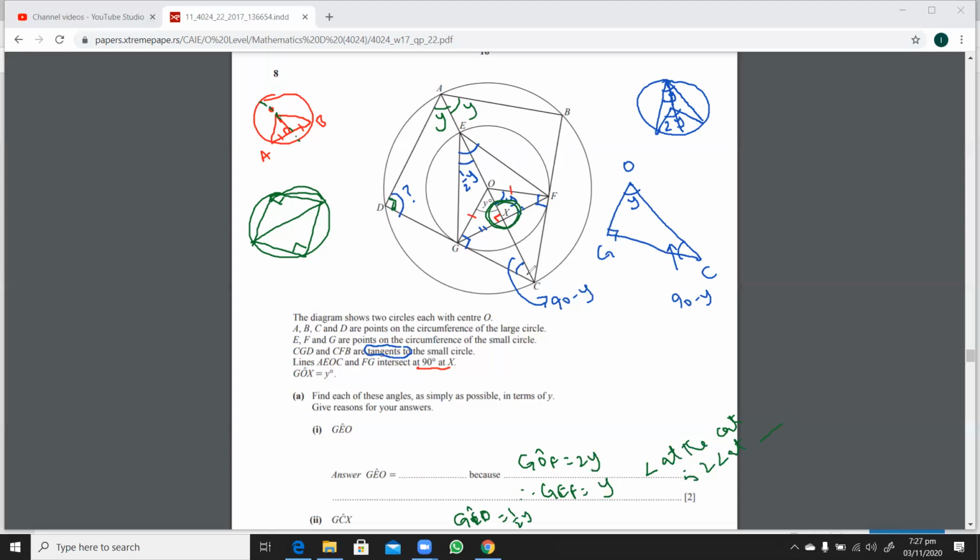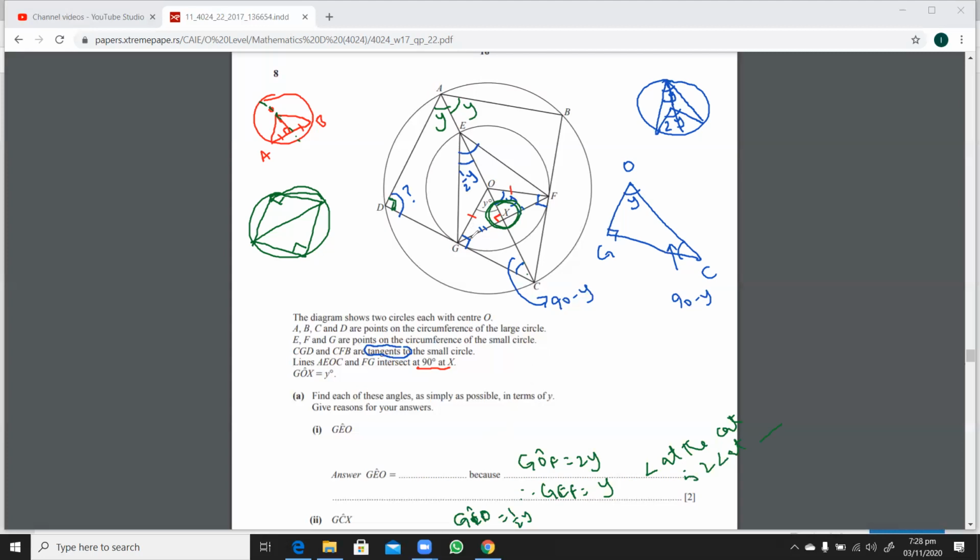For this angle, you have to start by saying that OG is perpendicular to this GC because radius is perpendicular to the tangent. And then you can show this triangle. I think I haven't given all the reasons. You can just go back and see all these reasons here. I didn't write them because I didn't have space for writing it.